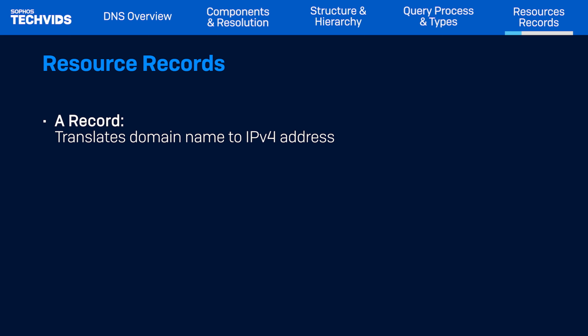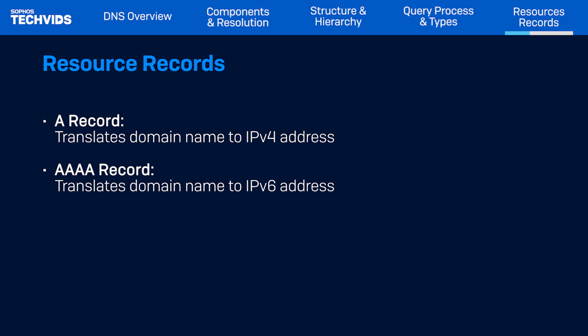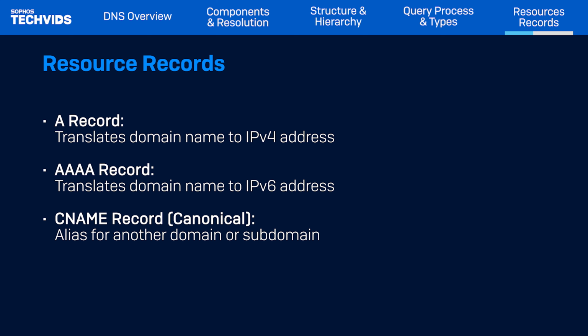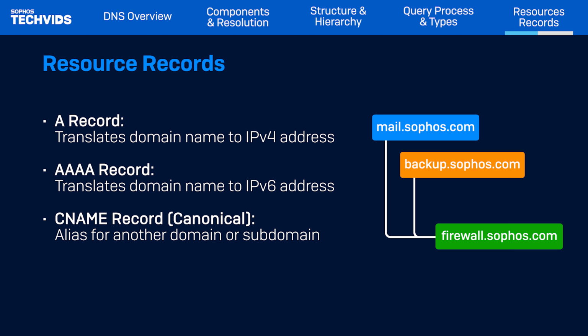An A record translates a domain name to an IPv4 address. As discussed earlier, navigating to sophos.com maps to an IP address which uses an A record. An AAAA record is the same as an A record but is used for IPv6 addresses. A CNAME or canonical record works as an alias for another domain or subdomain. For example, if you have one firewall, which is the point of entry for multiple services, you may have mail.sophos.com and backup.sophos.com pointing to the alias firewall.sophos.com.